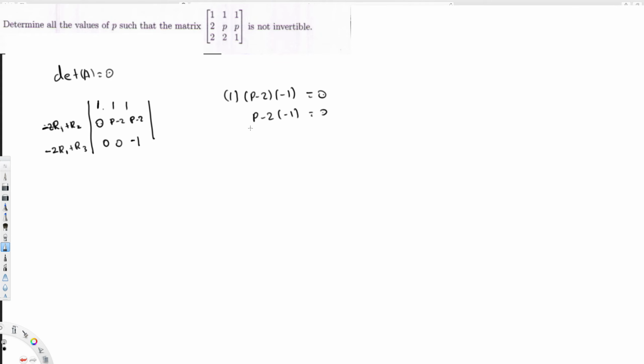If you multiply this by minus 1, this is going to become minus p, and this is going to become plus 2. Therefore 2 minus p is equal to 0. Therefore p should be equal to 2 in order to be not invertible.